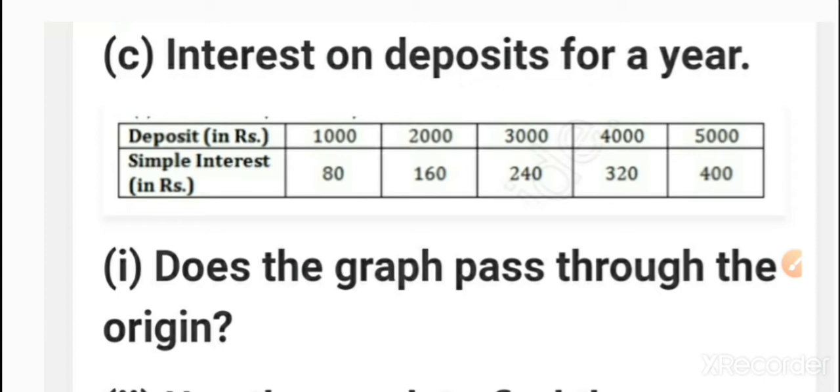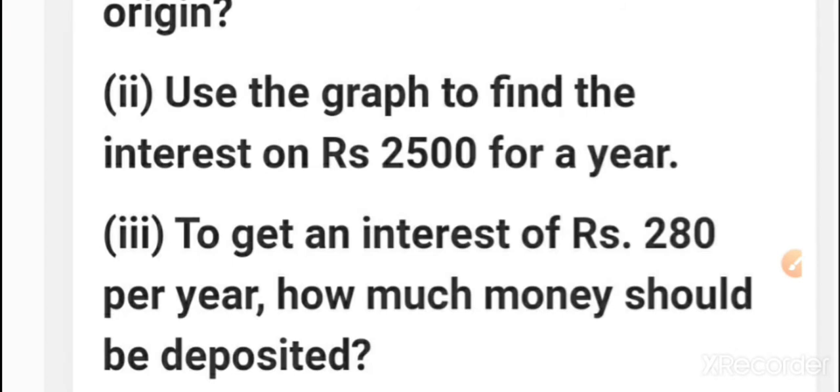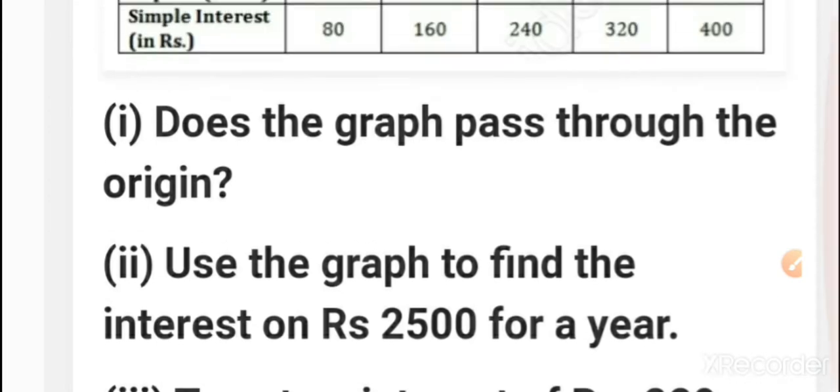So the first question: does the graph pass through the origin? The second: use the graph to find the interest on rupees 2500 for a year. Third: to get an interest of rupees 280 per year, how much money should we deposit? Let us see the sample graph.